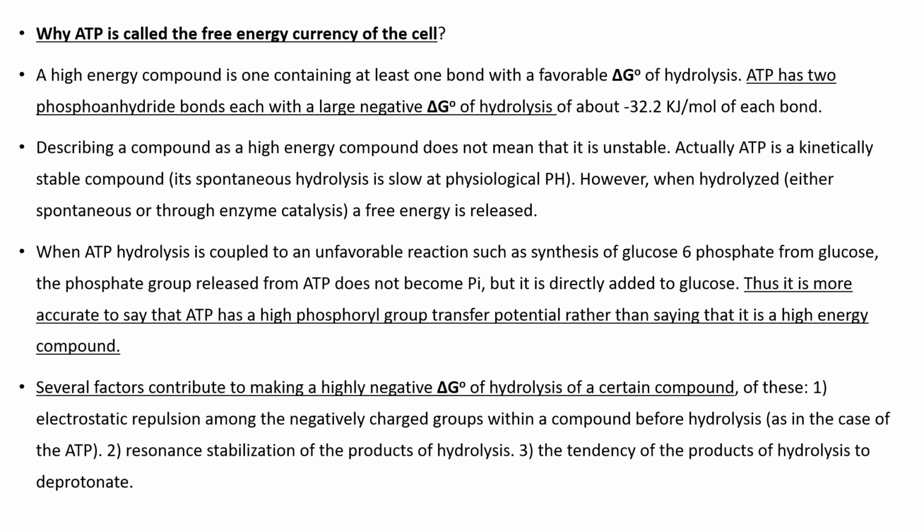Why is ATP called the free energy currency of the cell? A high energy compound is one containing at least one bond with a favorable ΔG°' of hydrolysis. ATP has two phosphoanhydride bonds, each with a large negative ΔG°' of hydrolysis, each about -32.2 kJ per mole.